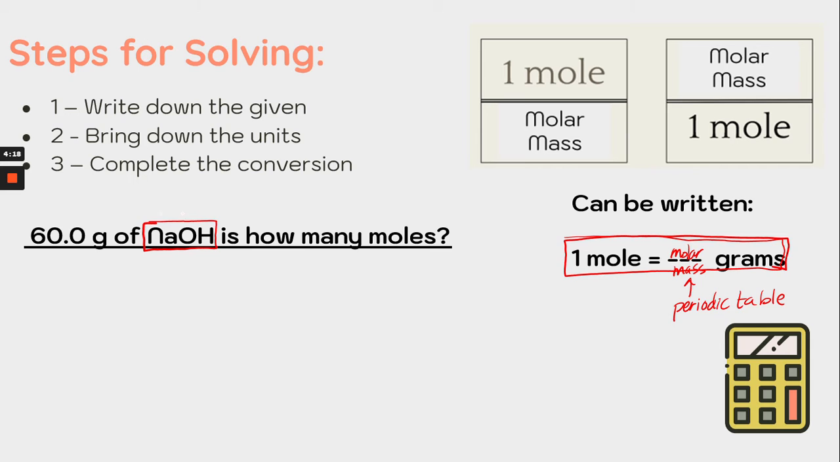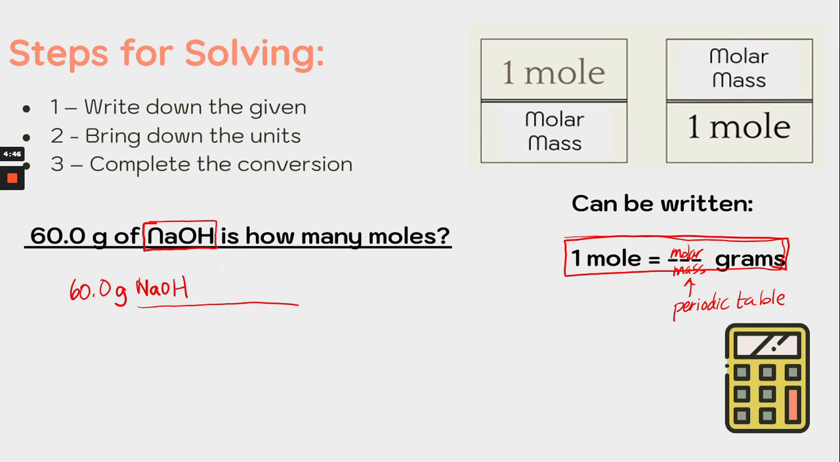Okay. All right, here we go. I am going to write down all of the steps. So step 1, write down the given. This means that we need to write down whatever number that we were given in the problem along with the units. So this is 60 grams of NaOH. You need to include the units. This is really, really key and important.